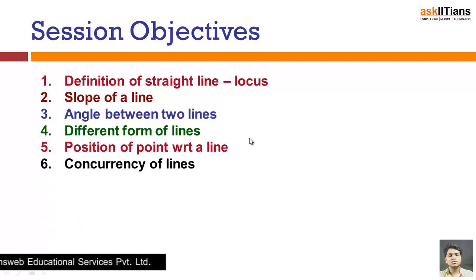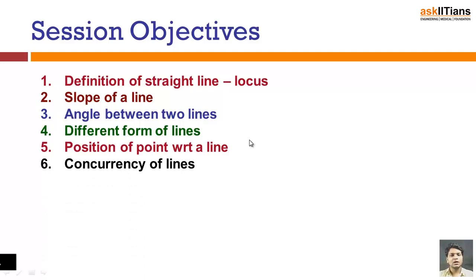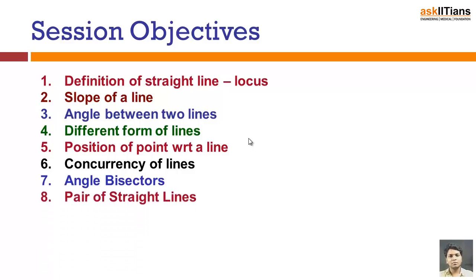The sixth one is the concurrency of lines, and the seventh one will be a very important term, that is angle bisectors. The eighth one will be the pair of straight lines, and we will sum up our chapter with homogenization. So in this part you have seen that we have dealt with the concepts of straight lines and an introduction to basic coordinate geometry.